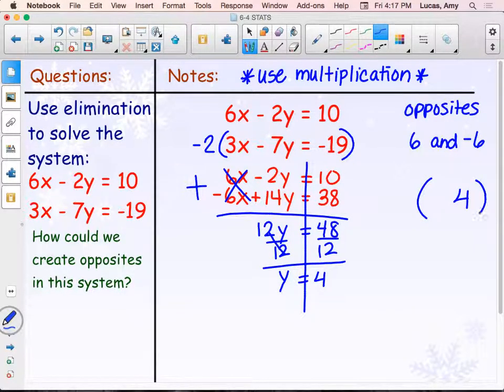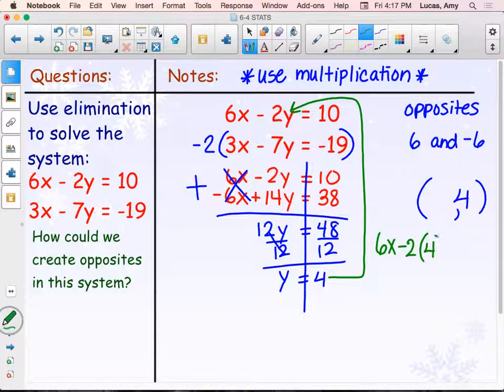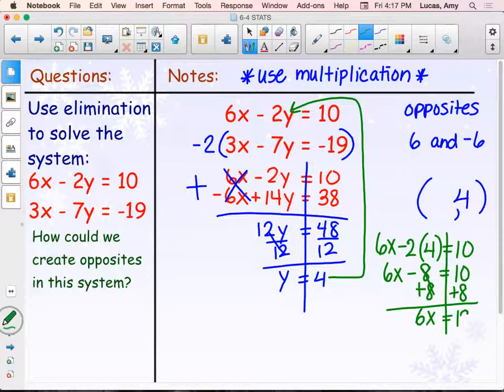So 4 is the y coordinate to my answer. I take that 4 back to the top. Either one of the equations is okay to work with. So I've got 6x minus 2 times y, which is 4, equals 10. 2 times 4 is 8. And I continue solving. 10 plus 8 is 18. 18 divided by 6 is 3. So x equals 3. So my solution is 3, 4.